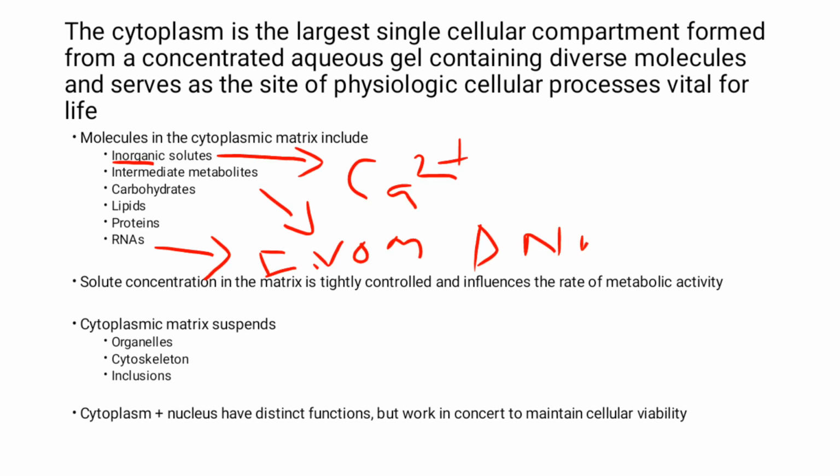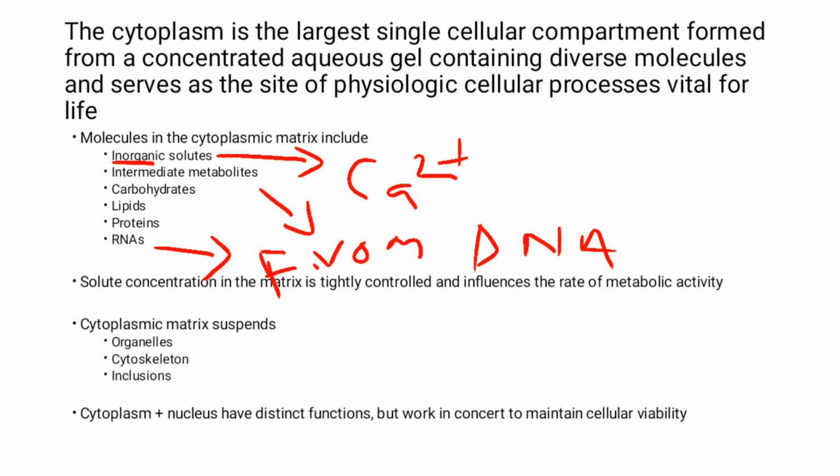The solute concentration in the cytoplasmic matrix is tightly controlled, and it influences the rate of metabolic activity. So this is one of the things you're going to learn about in physiology, that within the cell, you keep the concentration of various solutes, intermediate metabolites, and biomolecules within very narrow ranges. And when you exceed that range, the cell becomes diseased, right? And so that narrow range is essential for life, and it facilitates the rate of metabolic activity. So you're going to learn about homeostasis in physiology.